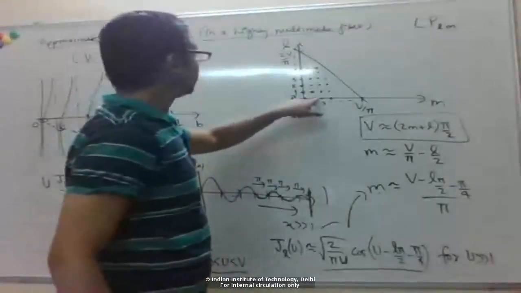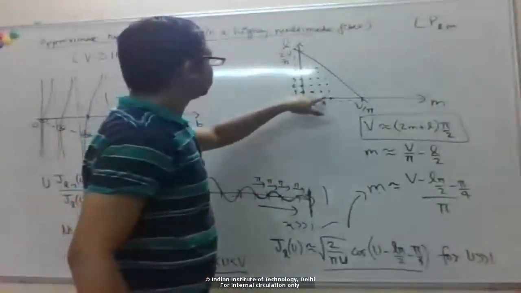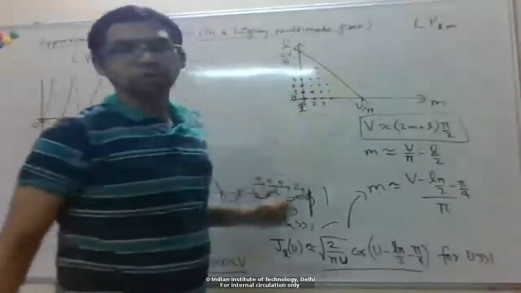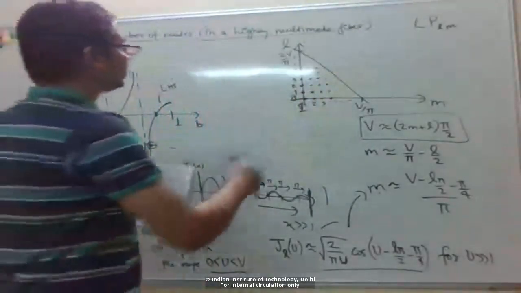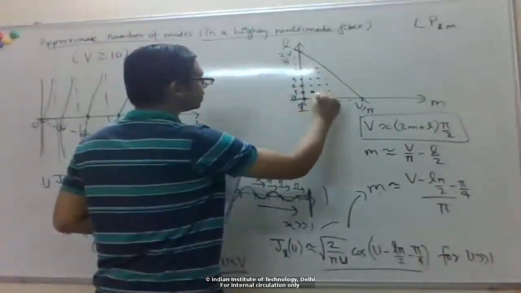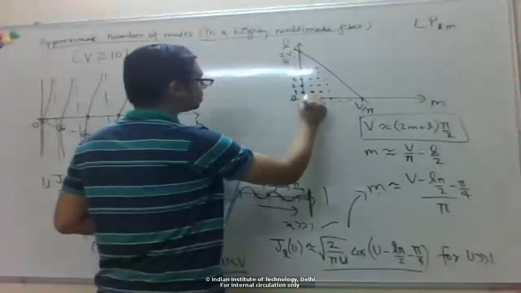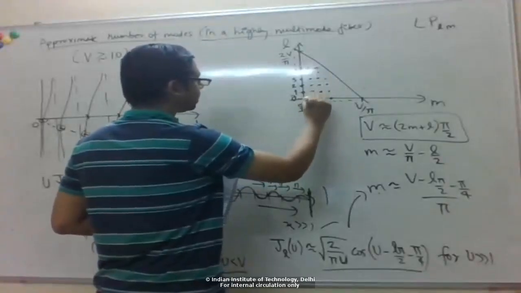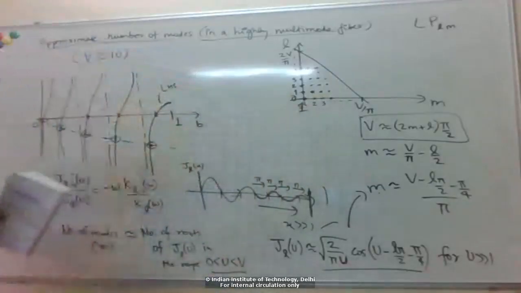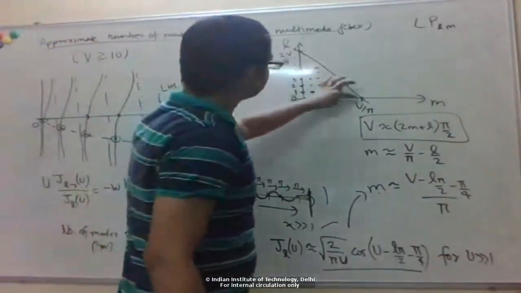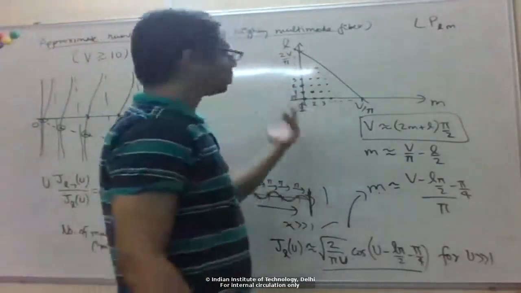Right? So for each integer point here, we have a particular mode. So you can see that we have one mode per unit area, a square of side 1. So basically, the total number of modes is the area of this triangle, because we have one mode per unit area.